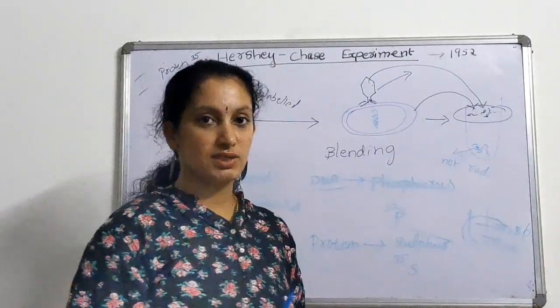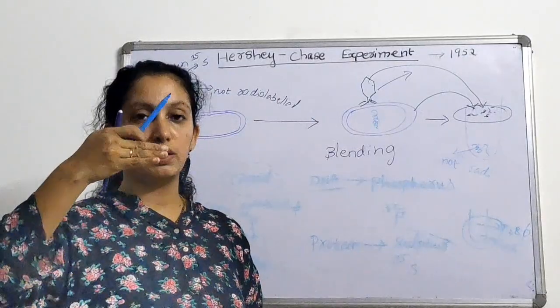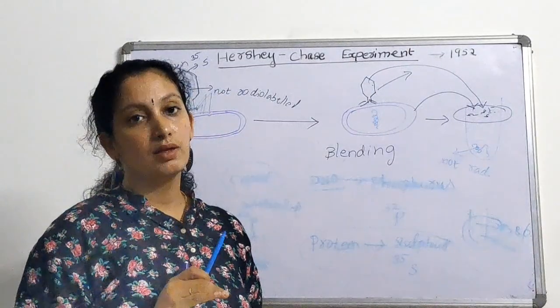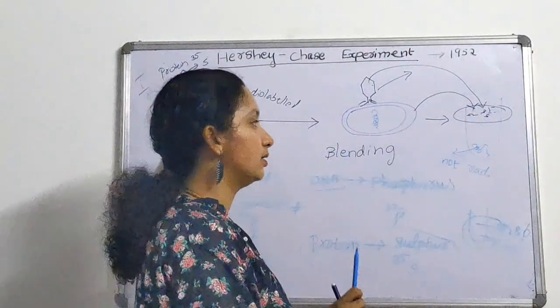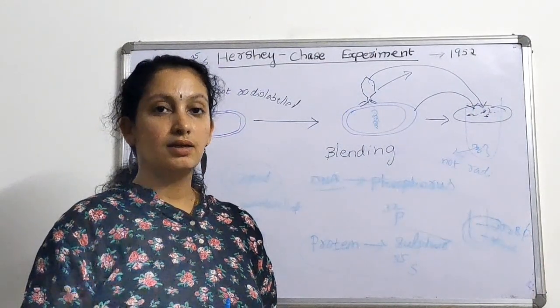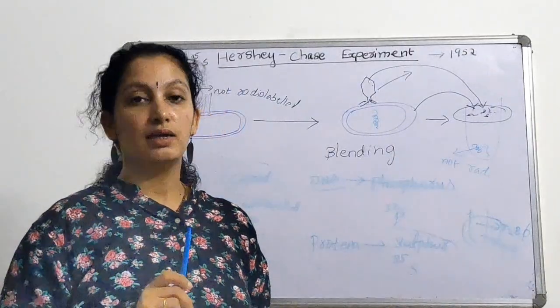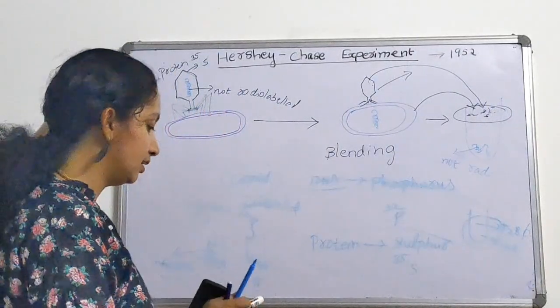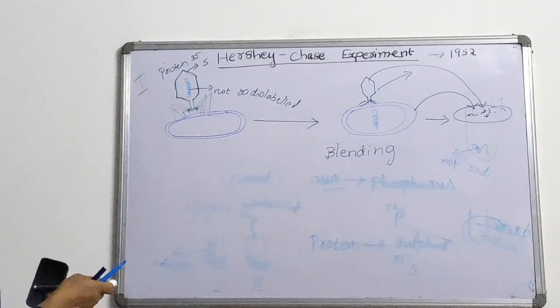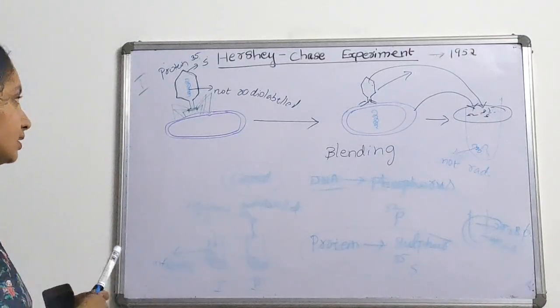So we are able to detect the radio labeled parts present in the supernatant, not at the bottom of the vial. That proves the protein coating does not contain the genetic material. Protein is not the genetic material. Okay. So next we are going to see the second case. So what is the second case?